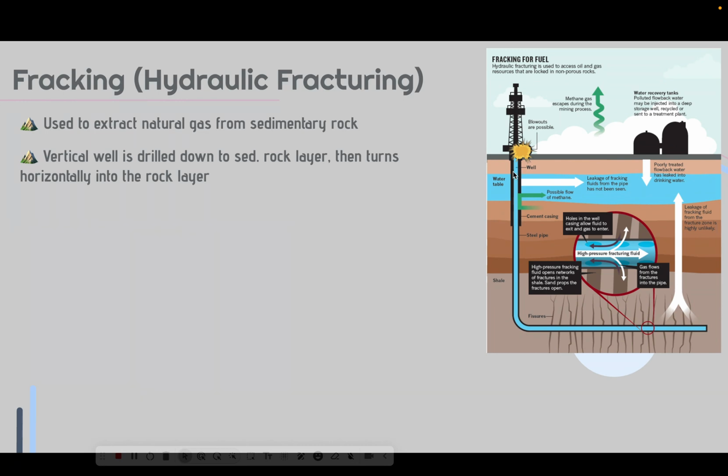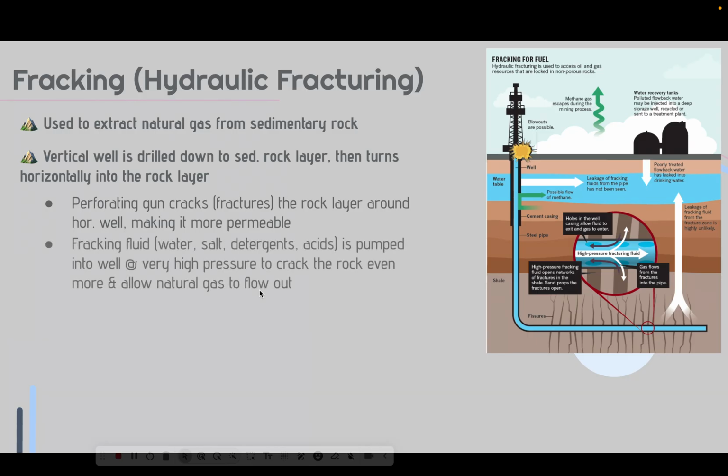And so you have to drill down to this area and pump water and then collect the oil or the natural gas that you get from the area. And so a gun basically cracks the shale layers that are there around the well, and it makes it a more permeable surface so that we can then allow that gas to be released.